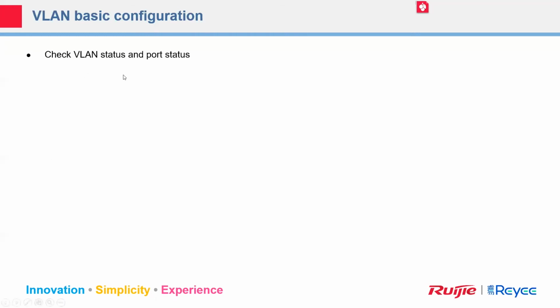And then check the VLAN status and the port status. Some commands: if you don't use a VLAN, you can delete it. The command is no vlan and add the VLAN ID. Pay attention, you cannot delete VLAN 1. The other VLANs you can delete.